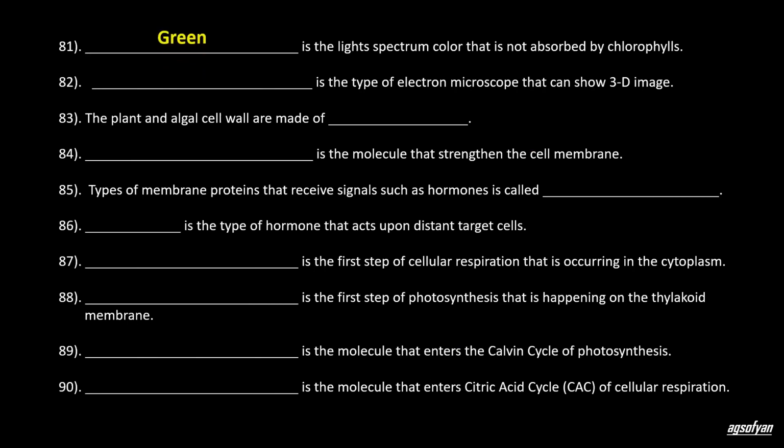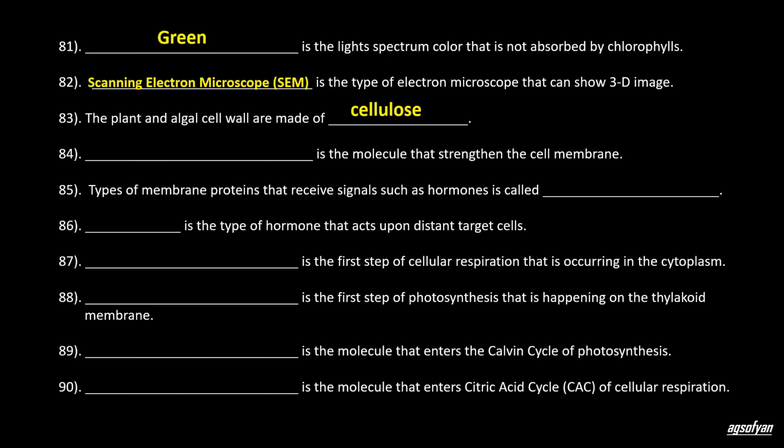Blank is the type of electron microscope that can show 3D image. Yes, it should be scanning electron microscope or SEM. The plant and algae cell wall are made of blank. Plant and algae cell wall is made of cellulose, which is a very rigid type of carbohydrate. It's difficult to be digested in our stomach.